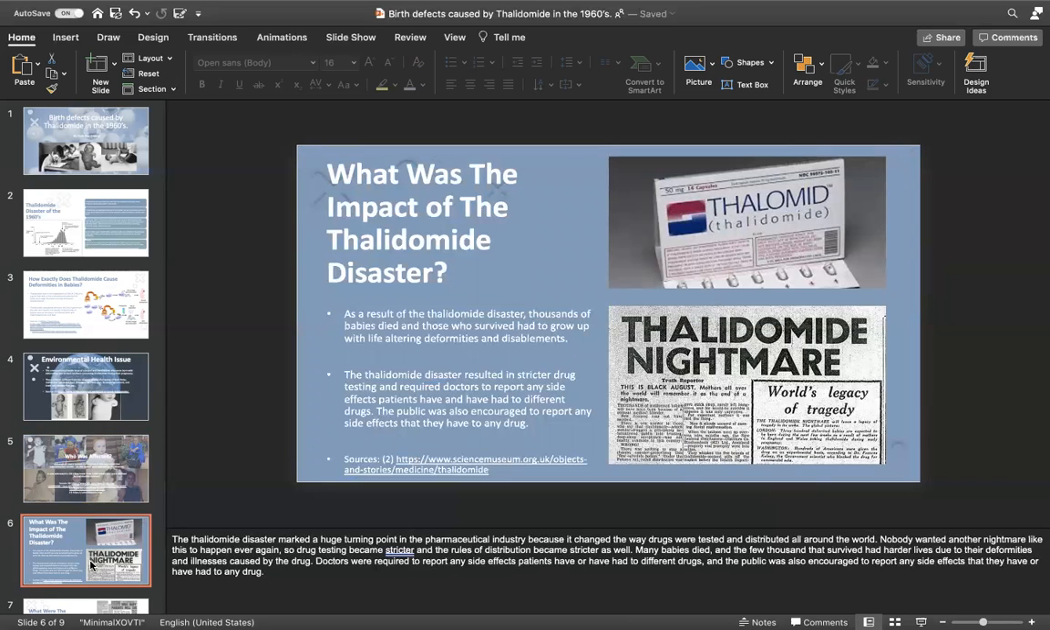So what was the impact of the thalidomide disaster? Well, the thalidomide disaster marked a huge turning point in the pharmaceutical industry because it changed the way drugs were tested and distributed all around the world. Nobody wanted another nightmare like this to happen ever again, so drug testing became stricter and the rules of distribution became stricter as well. Many babies died, and the few thousand that survived had harder lives due to their deformities and illnesses caused by the drug. Doctors were required to report any side effects patients have or have had to different drugs, and the public was also encouraged to report any side effects that they have or have had to any drug.